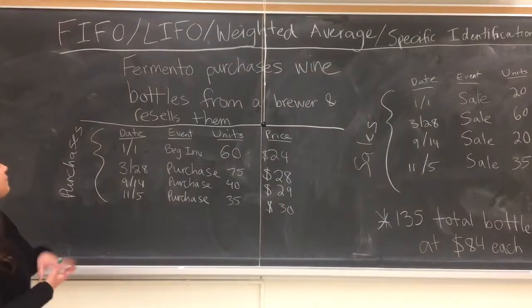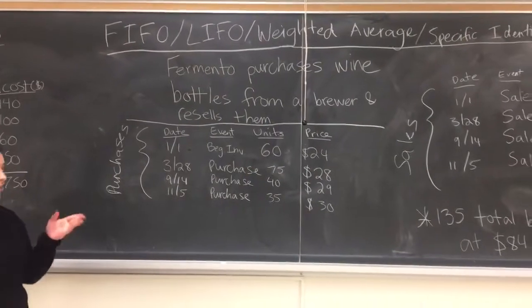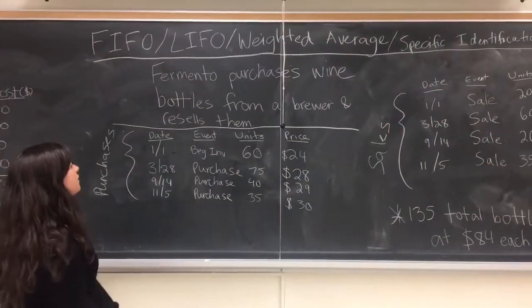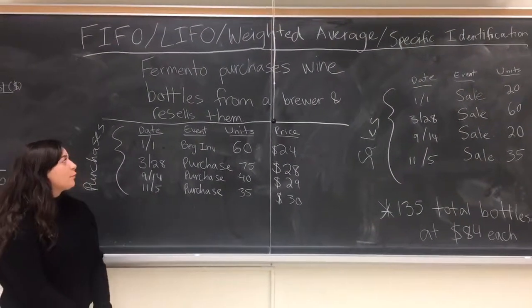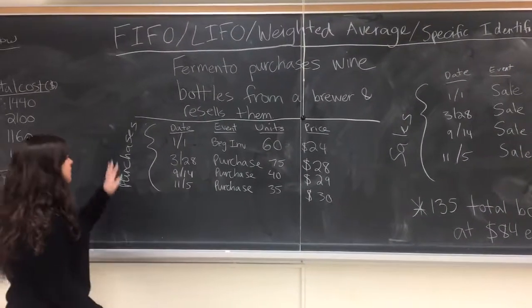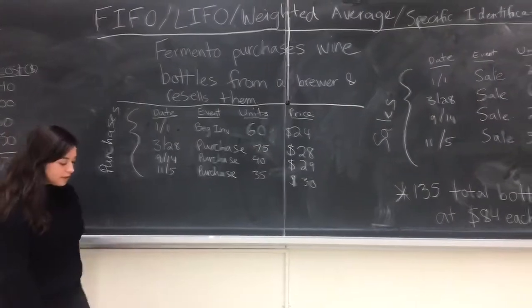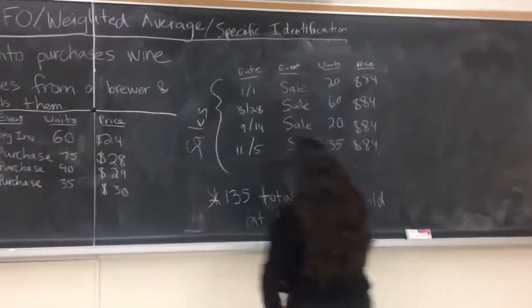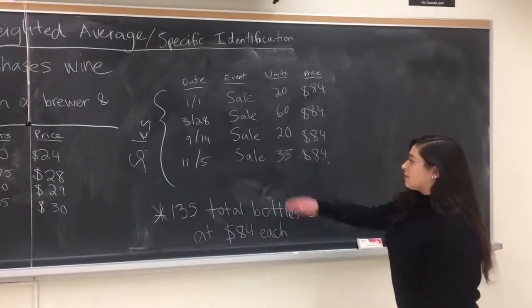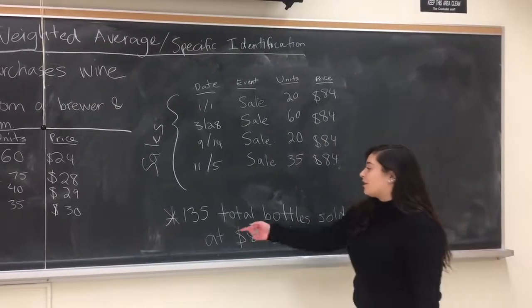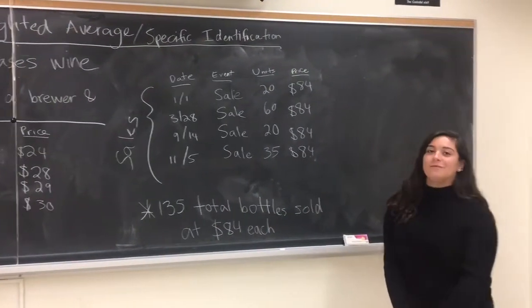So here we have an example using FIFO, LIFO, weighted average, and specific identification. The problem is Fermento purchases wine bottles from a brewer and he resells them. Here we have the beginning inventory that he has and then 3 purchases he made throughout the year. Over here we have 4 sales that were made throughout the year. A total of 135 bottles were sold at $84 each.